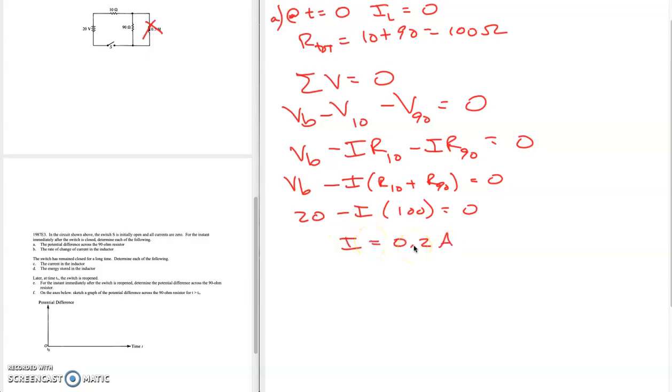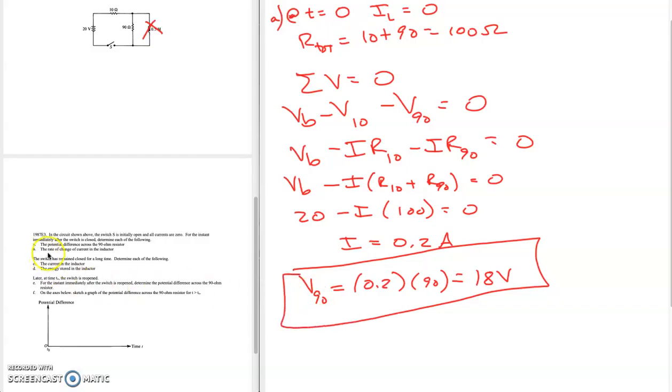amps. That doesn't answer the question for part A. What it does is set us up so that we can go back to here and find the voltage across the 90 using Ohm's law, 0.2 times 90 ohms, and that gets us 18 volts.